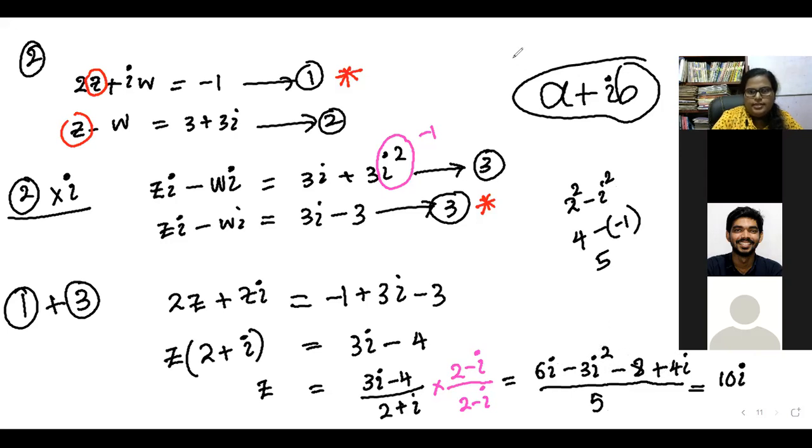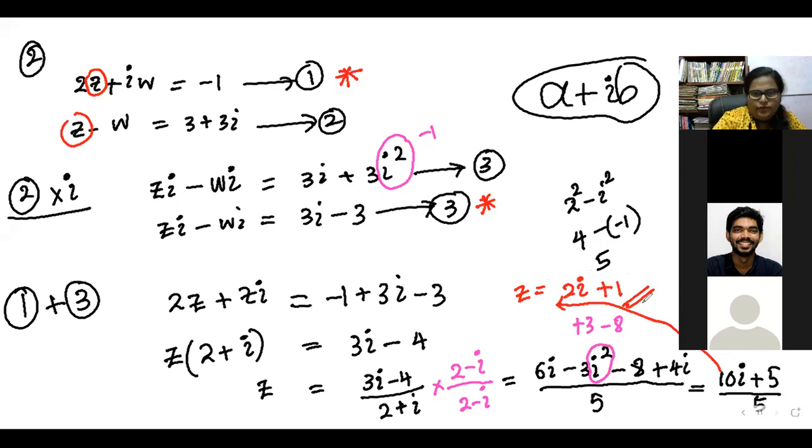Since here we have minus 3 i square, and i square is minus 1, this becomes plus 3, minus 8 here, so it equals minus 5. So it is minus 5 divided by 5. You can get the result by simplifying this. So we can get this z value by dividing by 5: 2i minus 1. This is the z value, right?